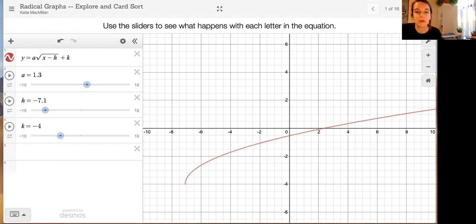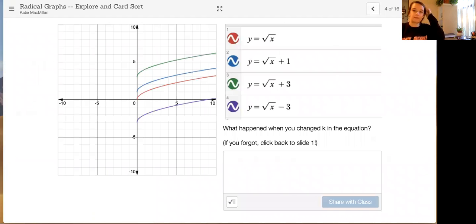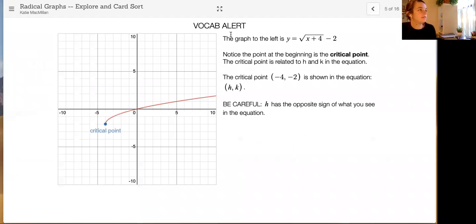Cool. Go ahead and move to page 5. Move to page 5. If you're on some other page, go ahead and click over to page 5. Cool. For page 5, vocab alert. We have a point called the critical point, right? So the critical point is that starting location, right? If it was a full parabola, we might call it the vertex, right? But it is not a full parabola. It's not like a sideways parabola. That's called a hyperbola. But it is this critical point right here is where the graph sort of starts, if you think about it as that shooting star graph.